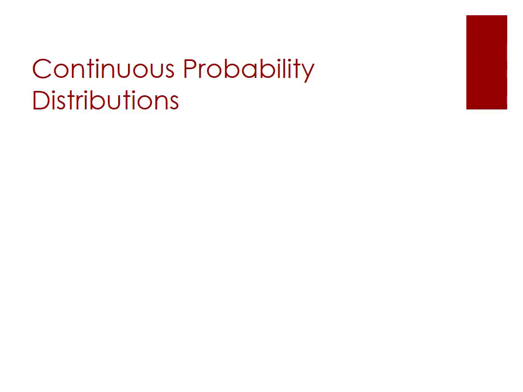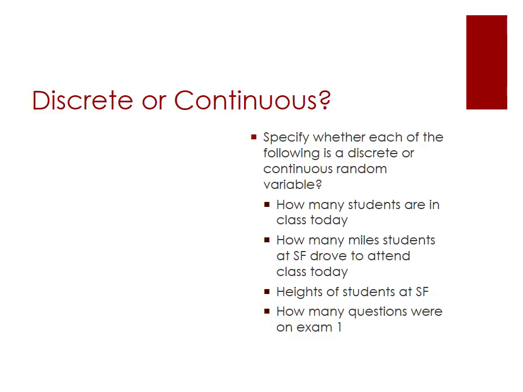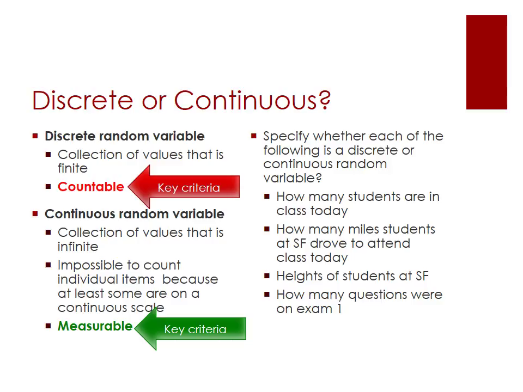The rest of the semester, we're going to be working with continuous probability distributions. Previously, we had been working with discrete probability distributions. As we discussed earlier in the semester, back at these early slides, you can see discrete random variables were variables that were countable, whereas continuous random variables were variables that were measured.